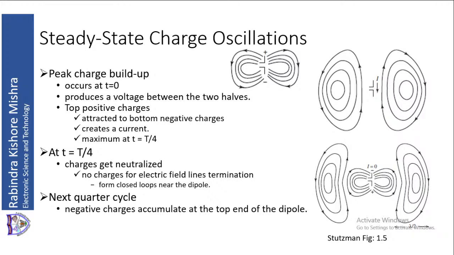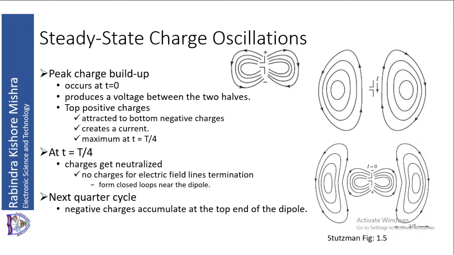In the next quarter cycle, what will happen? Negative charges will accumulate at the top, and positive charges will accumulate at the bottom of the dipole. So look at the bottom figure. In the bottom figure, you can see the negative charges are at the top and positive charges are at the bottom.